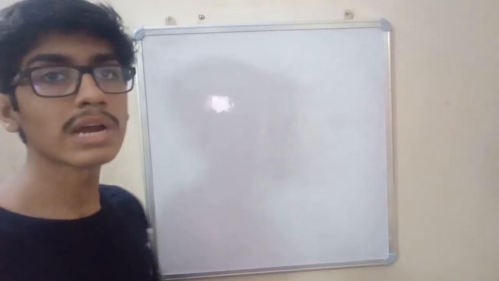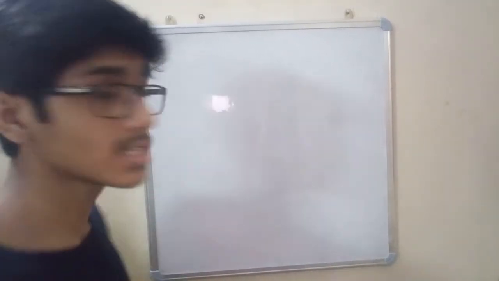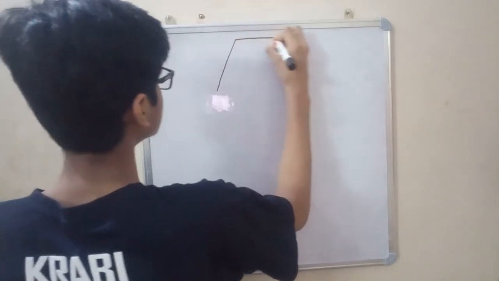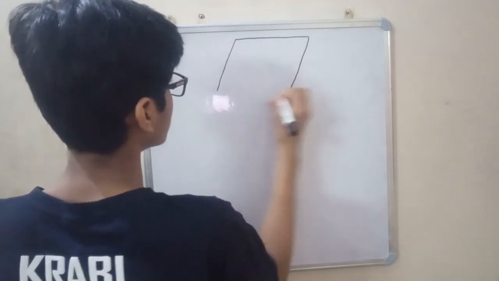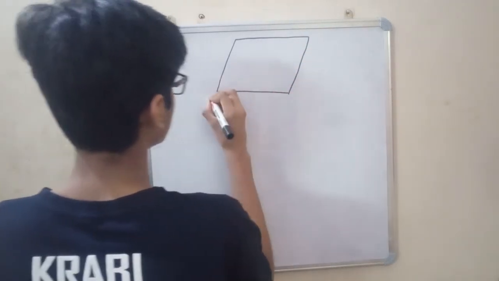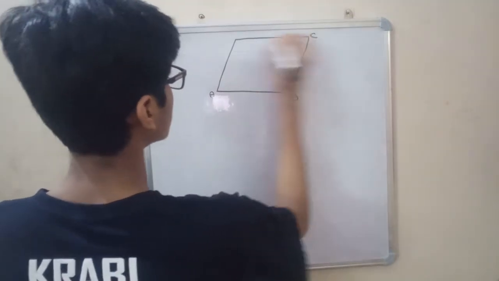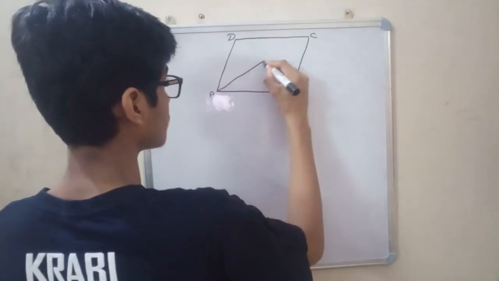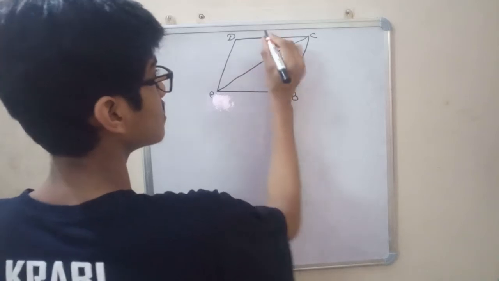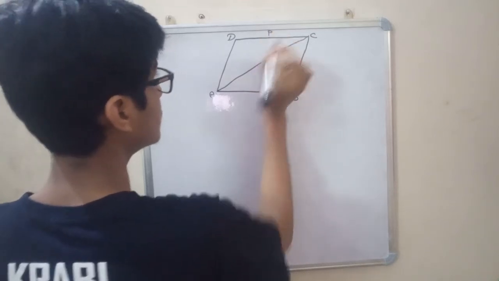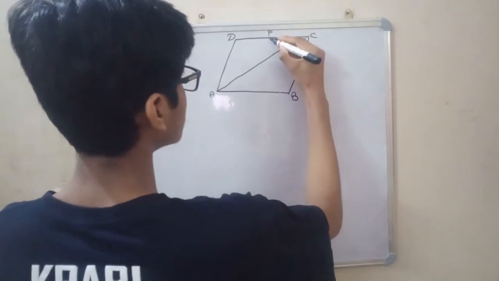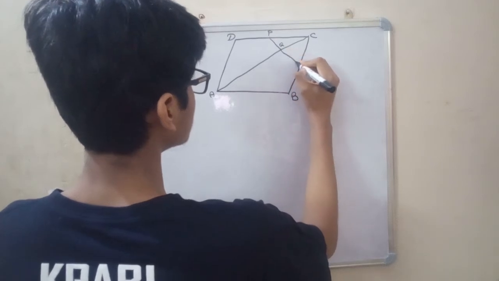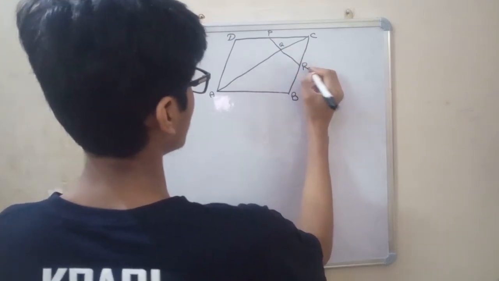So now it's my turn to solve the question for you guys. So what does the question state? The question says that there is a parallelogram, namely ABCD, and there is a diagonal AC, and P is the midpoint of DB, and there is a line PQ which meets CB produced at point R.